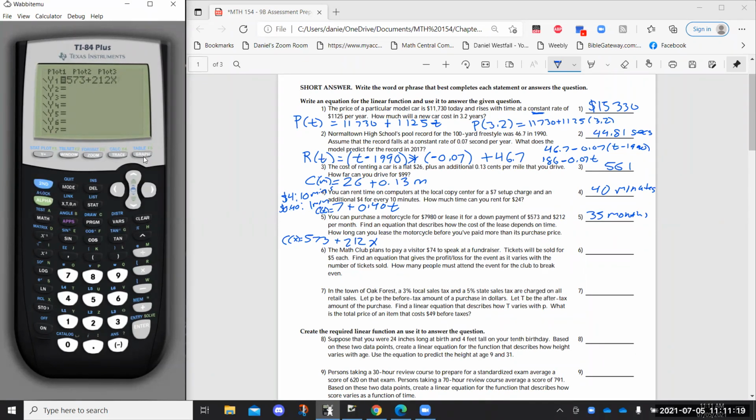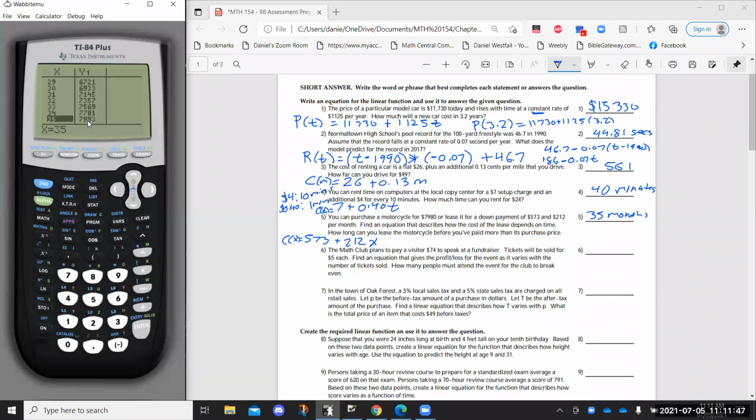I'm going to come out here to my table. I'll automatically generate the table. And I'm just going to look and see. I'm looking for this number here, 79.80. When is the first time that I've paid more than 79.80? There it is, 35 months.